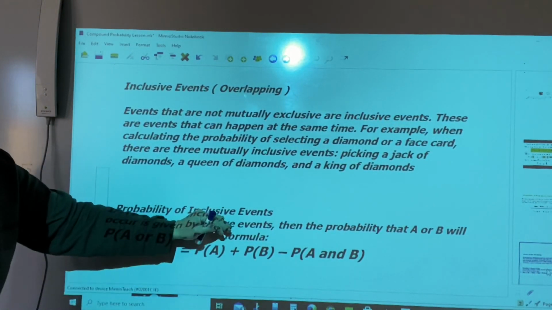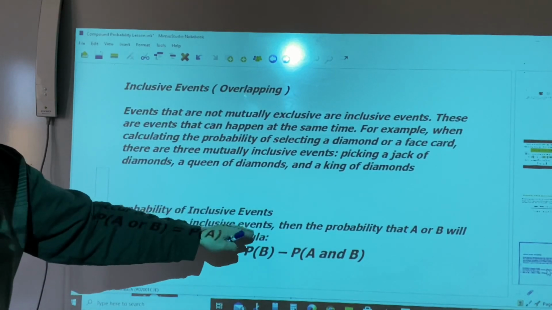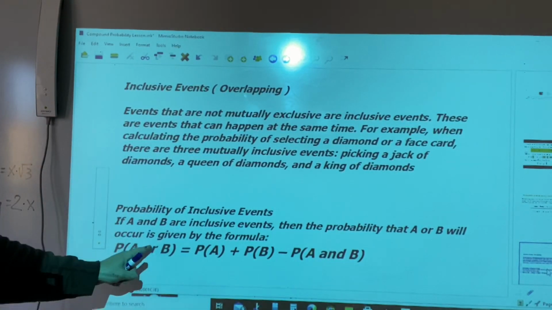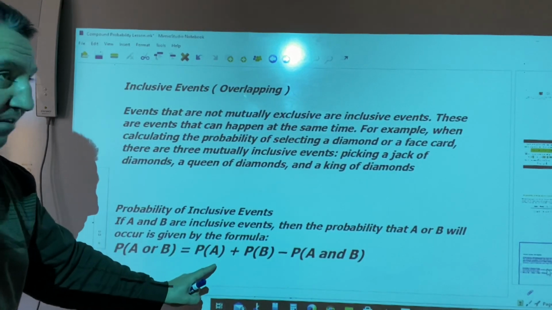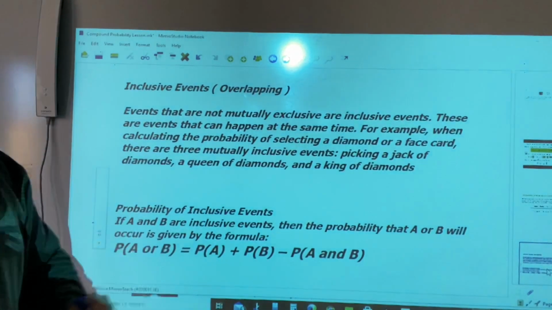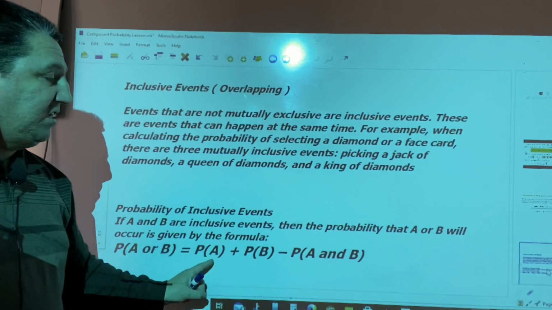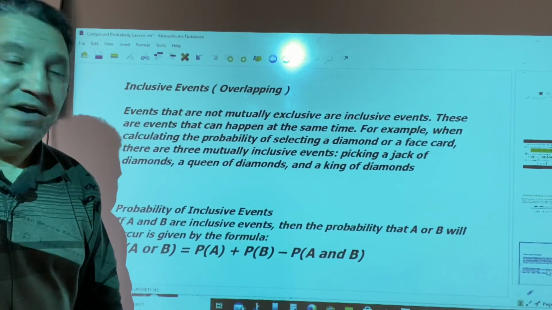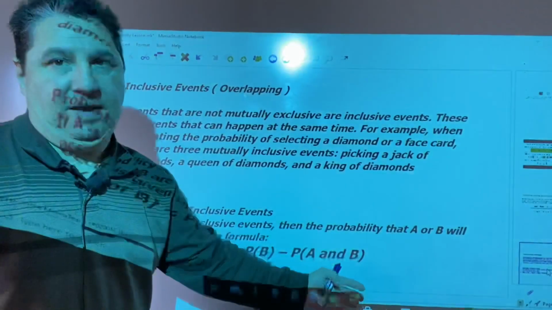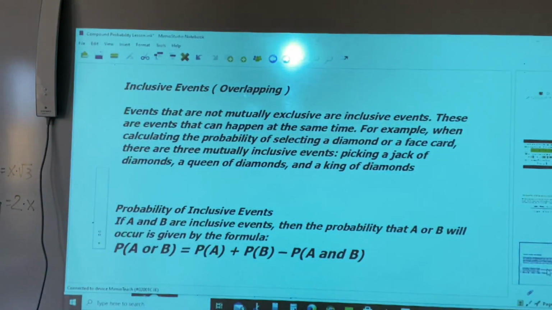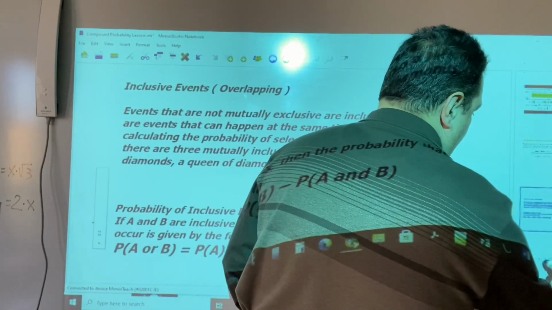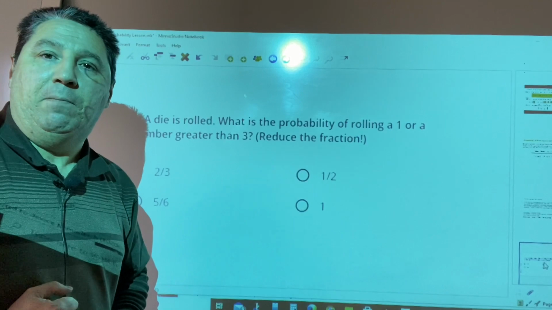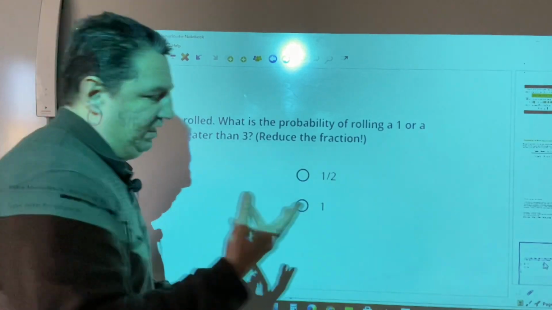When we have inclusive or overlapping events, the probability is given by this formula: P of A or B is the sum of the probability of event A and the probability of event B, and from this sum we subtract the probability of events A and B, the overlapping events. Now, let's have a few examples of finding the probability of event A or B for different cases.